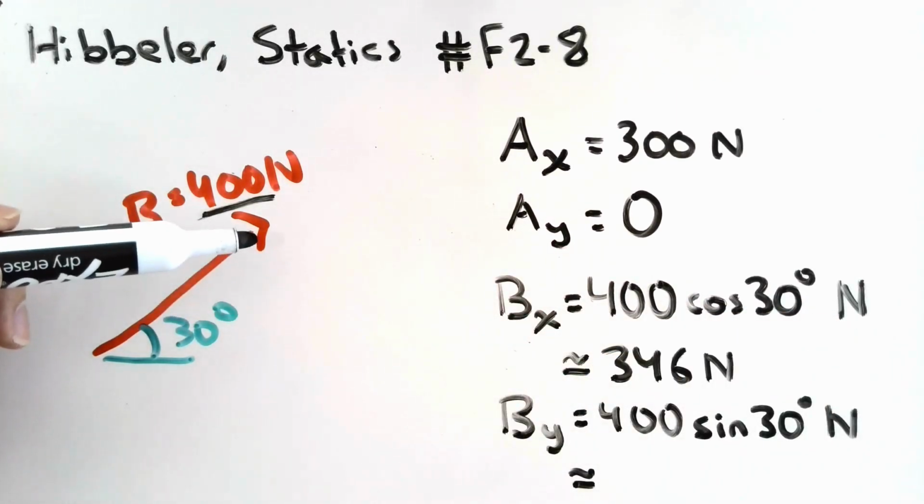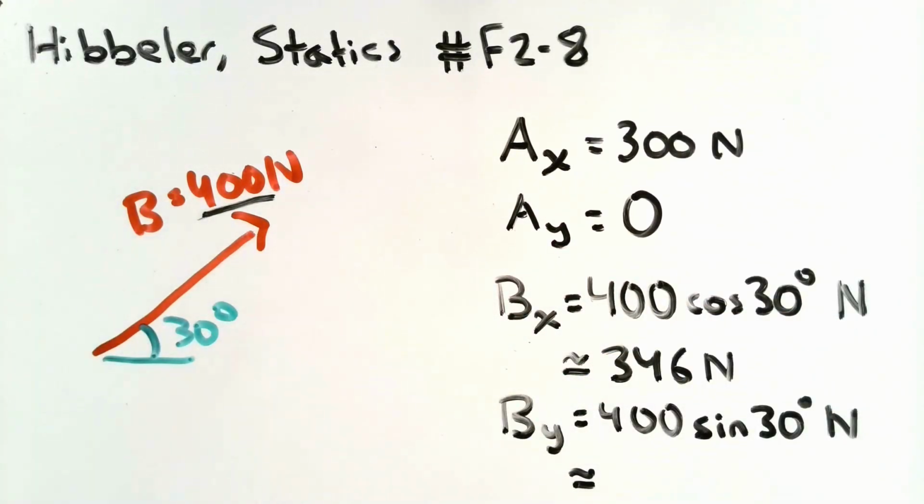Because the y component is opposite to the angle of 30, then we need to multiply the magnitude of the vector, 400 newtons, times the sine of the angle 30. Now we can solve this with a calculator. Sine of 30 is 1/2, therefore the y component of my vector B should be equal to 200 newtons. Now so far we solved for vectors A and B, but now we have to look at vector C.